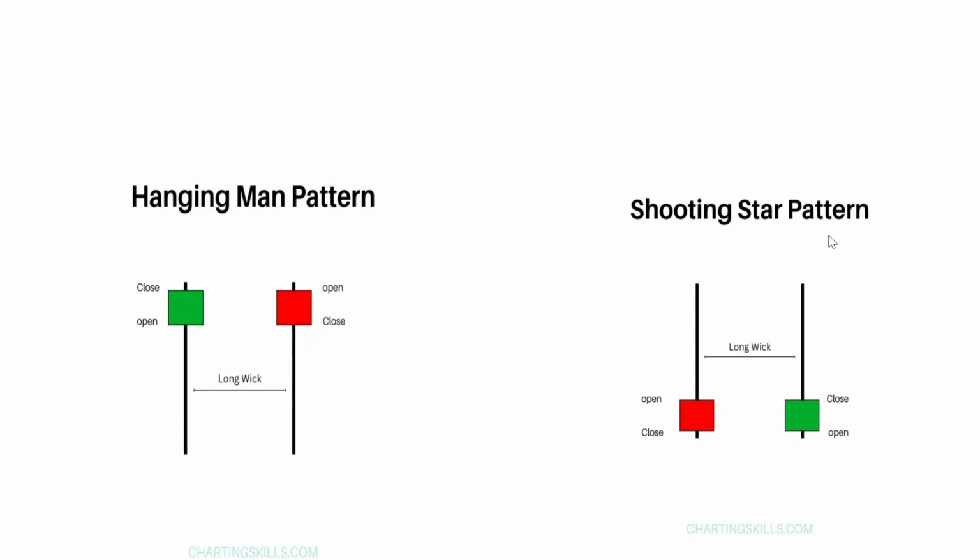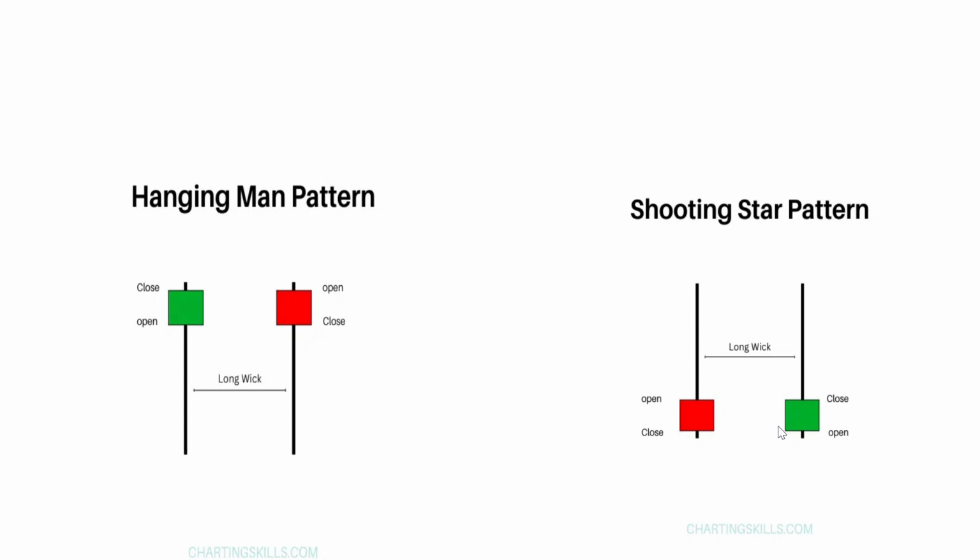Similarly, the shooting star pattern is exactly the inverse of this hanging man pattern, in which you are having the real body at the bottom, almost no wick at the bottom and a very large wick at the top, and the length of the large wick is almost 2 times more than the real body of the candle. Again, this can be green or red.